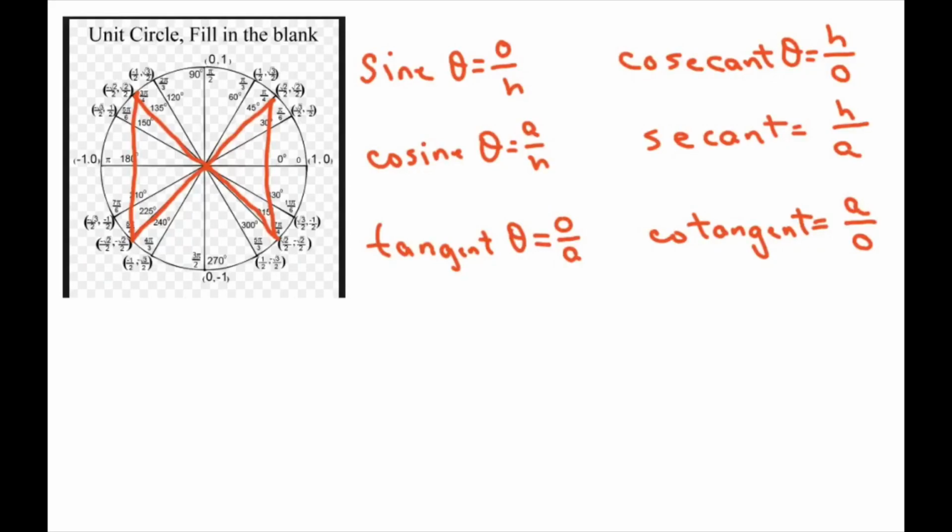Hi everyone, we're going to find the 6 trigonometric functions, sine, cosine, tangent, cosecant, secant, and cotangent, for 45 degrees, 135 degrees, 225, and 315. And what we're going to do first is change how we write SOHCAHTOA.